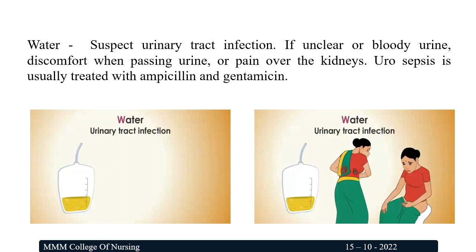Okay, so if the mother is having bloody urine or discomfort while passing urine or pain over the kidneys, if these symptoms are there, you have to suspect urinary tract infection. And urosepsis, if at all it occurred, can be easily treated with ampicillin and gentamicin.